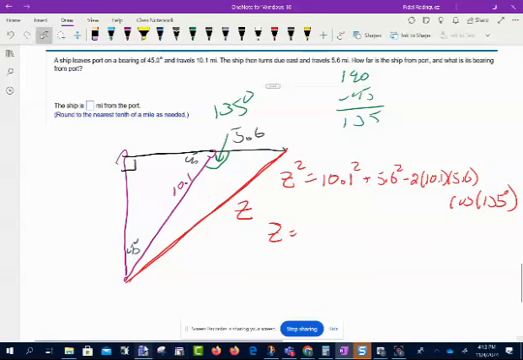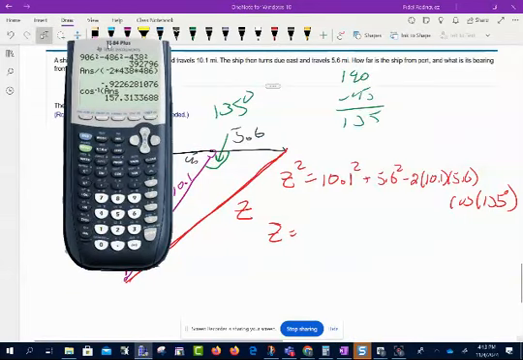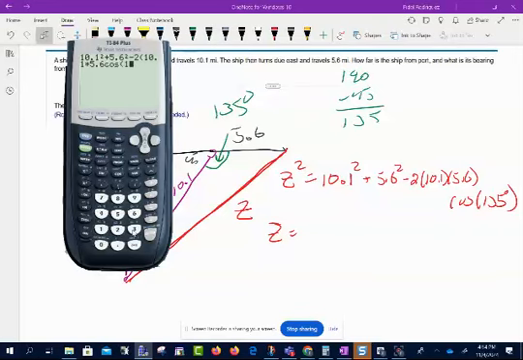So look, let's grab our calculator. Let's move this guy this way. Let's clear it out. Say, what's 10.1 squared plus 5.6 squared, okay, minus 2 times 10.1 and 5.6, and then the cosine of 135, okay, and I need to take the square root of that.